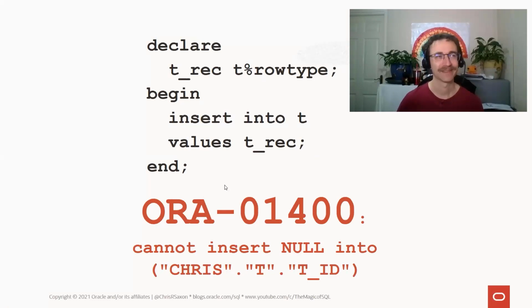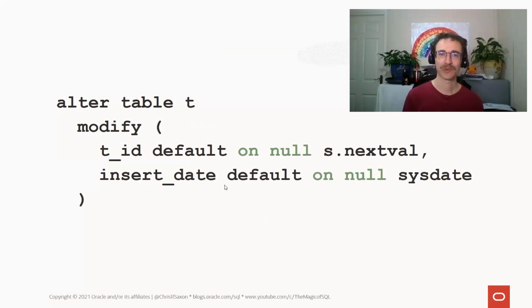Fortunately, back in 12.1, we had this little tweak to the default syntax: DEFAULT ON NULL. Now if you explicitly provide the value null, it will still get overridden with whatever that default is. So this is great for these record type inserts. Also, lots of frameworks tend to provide values for all the columns, and if they're not set, use null as well. So there are lots of situations where this default on null syntax can be very useful.